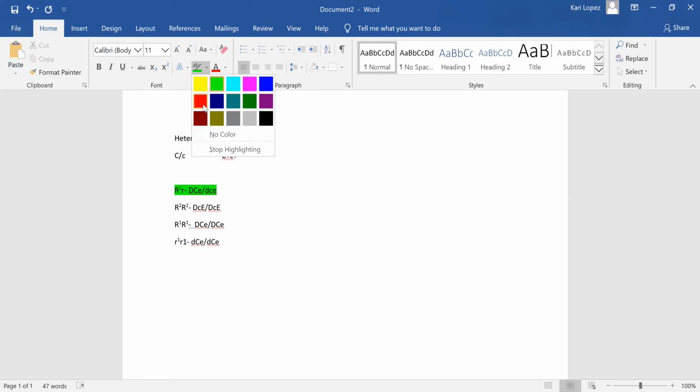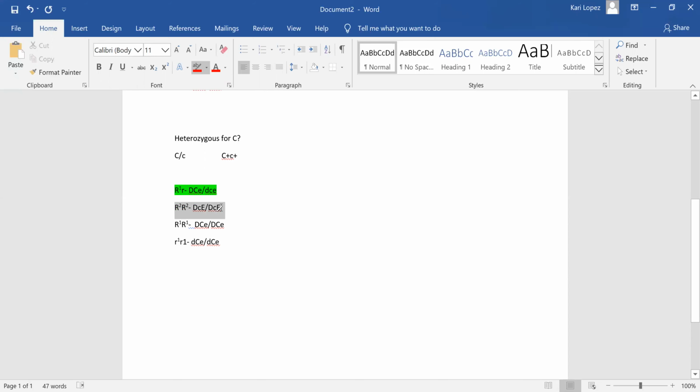Now how about R2, R2? Do you have a little c and a little c? So that's homozygous for little c. Then this one has a big C and a big C, so that's not heterozygous. That's homozygous for big C. And then this one's got a big C and a big C. So what does that mean? Homozygous or heterozygous for C? Okay, this matches everything, so it's homozygous for big C.